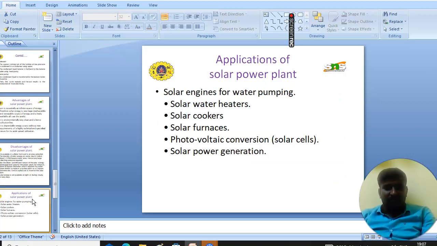Applications: solar pumps, solar water heaters, solar cookers, solar furnace, photovoltaic conversion, solar power generation.